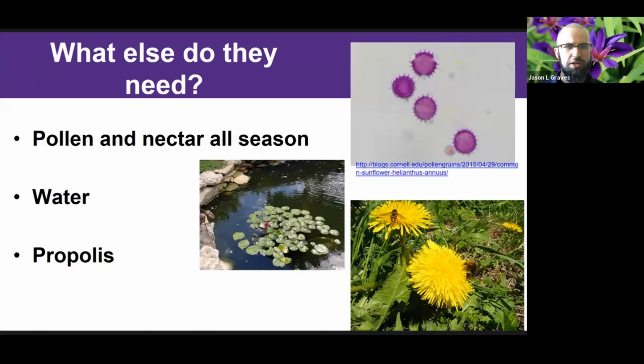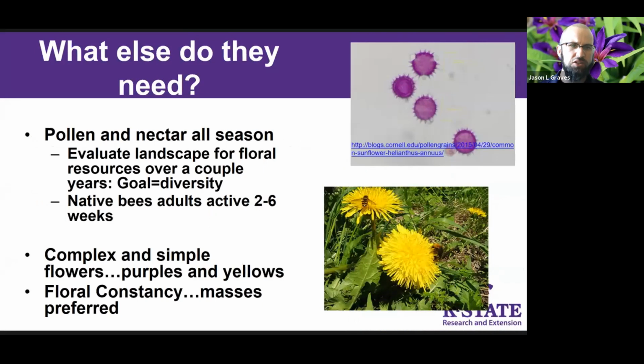So let's finish up here with these three other key elements, which is simply pollen and nectar all season. They also need water, and propolis, which is an interesting area where some research is going into what bumblebees are doing with plant oils and waxes and those sorts of things. These are basic things I think we all sort of know, but let's just breeze through them.